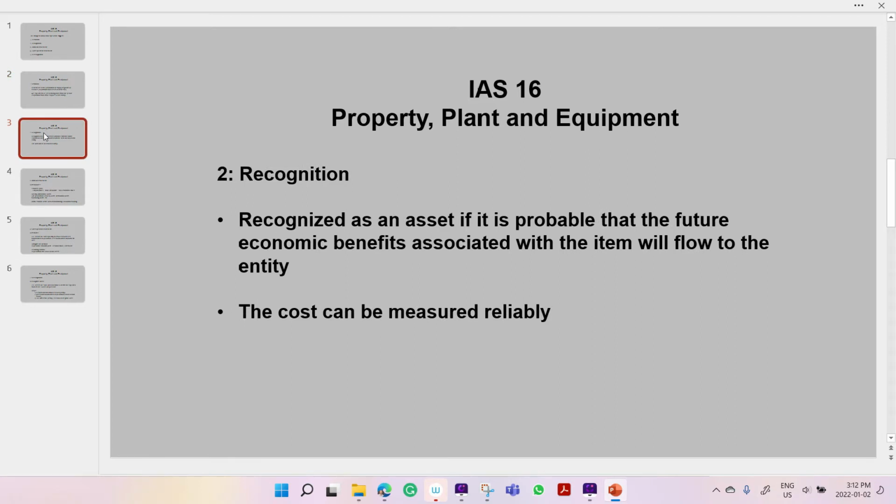Point number 2 is recognition. Okay. And when do you recognize a PP&E asset? You do so when it's probable that the future economic benefits associated with the item will flow to the entity. So when is it probable that the entity is going to be able to generate money with the asset? And then second is when the cost can be measured reliably. So again, there's 2 bullet points that if you know at the tip of your fingers, then you know when to recognize an asset, and you know when to put it on the balance sheet.